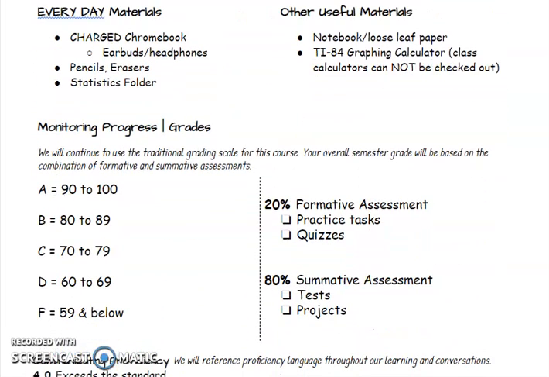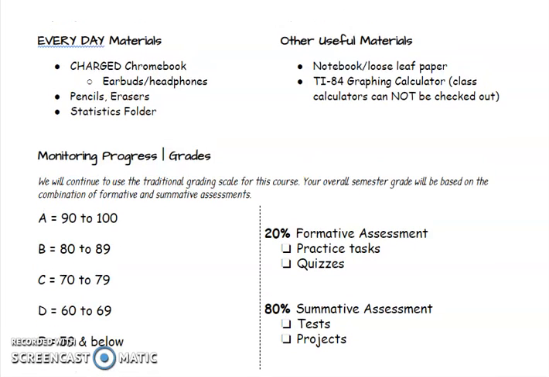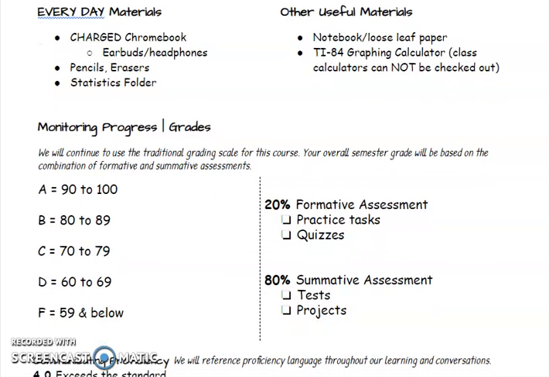Everyday materials include your Chromebooks, which need to be charged or have a charger with you so that you can be plugged in, and earbuds or headphones so that you can be watching the videos. Pencils and erasers would be preferred. As far as needing markers or colored pencils when we're doing projects, I do have those for the classroom, so I wouldn't worry about getting your own if you didn't get them yet. And then a statistics folder would be great because you do get a lot of handouts and unit packets. Some other useful materials, you might want a notebook or loose leaf paper for your own peace of mind as far as where to keep some things, but like I said, you'll have unit packets for your actual material.